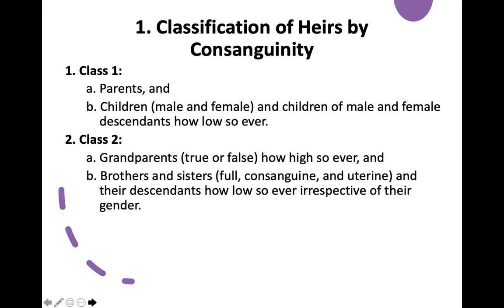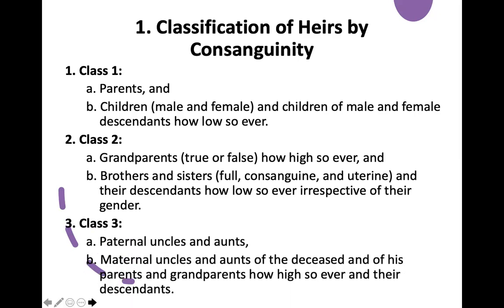Class 2 includes grandparents, true or false, how high soever, and brothers and sisters, full, consanguine, and uterine, and their descendants, how low soever, irrespective of their gender, either they are male or female. Class 3: paternal uncles and aunts, maternal uncles and aunts of the deceased, and his or her parents and grandparents, how high soever, and their descendants.